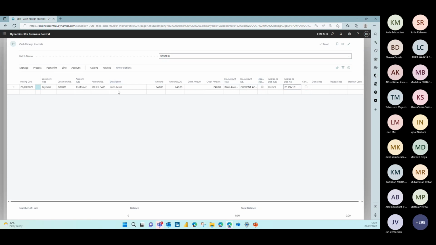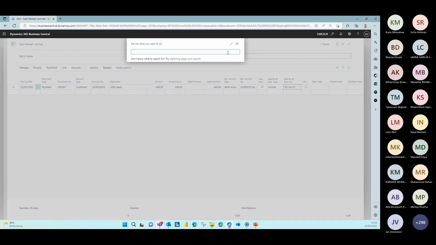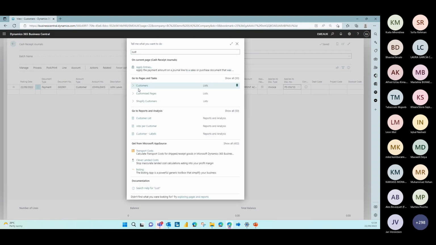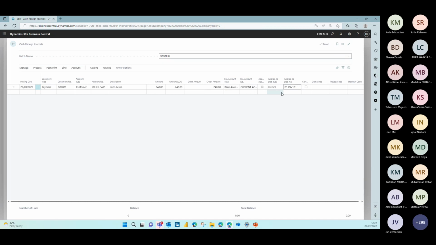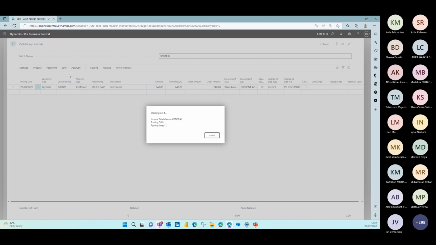And what this is going to do then is match the invoice to the payment so that you don't have an outstanding balance. So for example, at the moment, when you go to customer, there is a 240 balance here. Now, if you don't do application, the balance will still show. Whereas what we're saying is I'm matching this payment to this invoice. And when I post this, it will reduce that balance to 0.